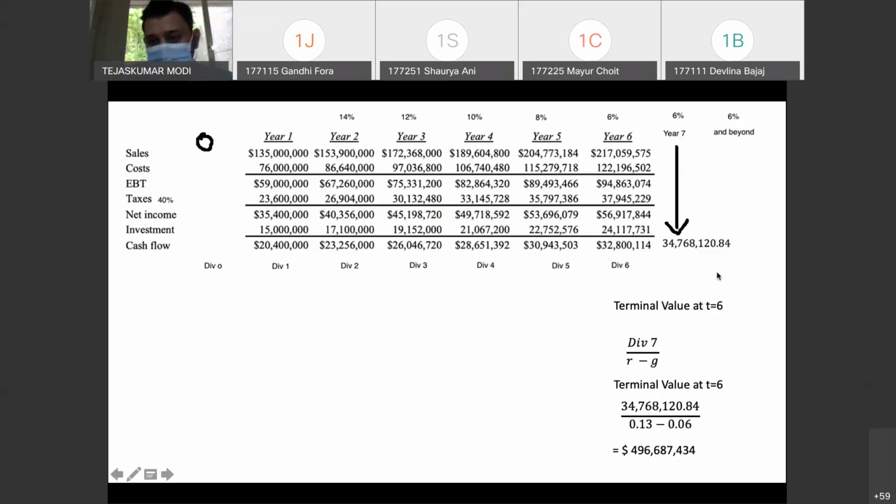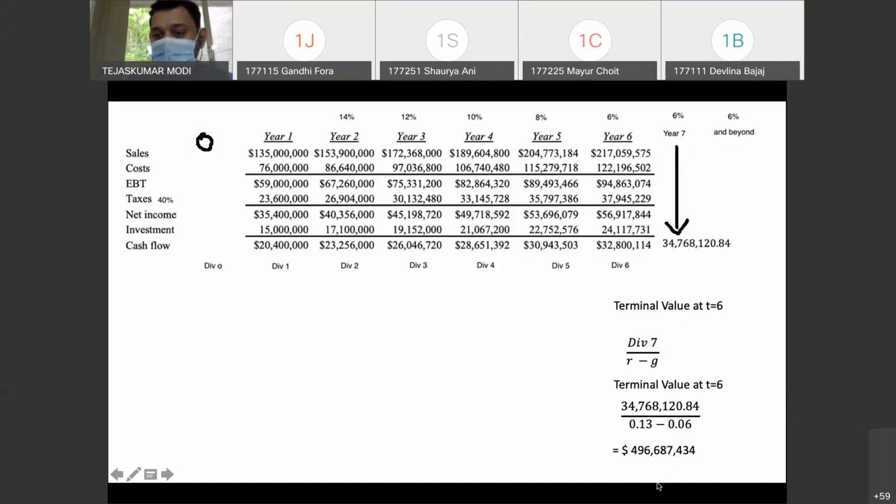So now see, after this time 6, it is 6% forever, indefinitely, right? So what I could do is calculate the present value from year 1 through year 6, and then calculate the terminal value for cash flows from year 7 onward. This is going to be the formula. Terminal value at time 6 is equal to, right? So at this point, what is the free cash flow at time 7? 34 million, right?